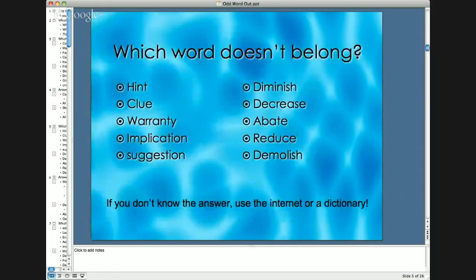And I have a reminder here. If you don't know the answer, use the internet or a dictionary. This is not a test, right? So this is to practice. So please use your resources. So the first one we have: hint, clue, warranty, implication, suggestion. Take your moment right now to look up any words you don't know.